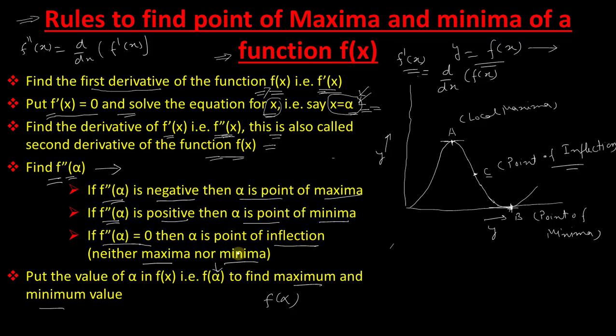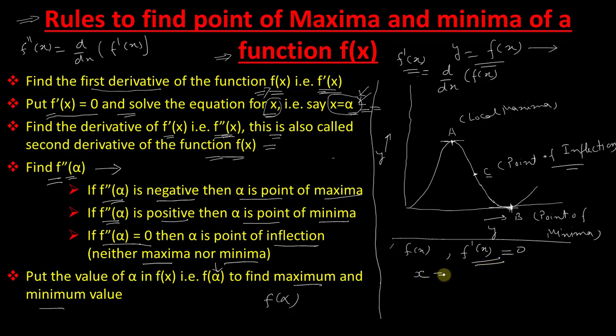So it is quite easy. Please carefully note these steps, they are important. This is the methodology that we will adopt. If f(x) is given, find f dash x, put it equal to 0, solve this equation and calculate the values of x, suppose x comes out to be alpha. Then find the derivative of the derivative, called the second derivative, f double dash x.